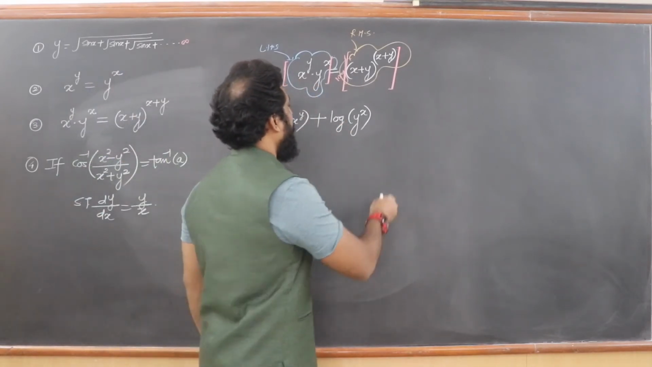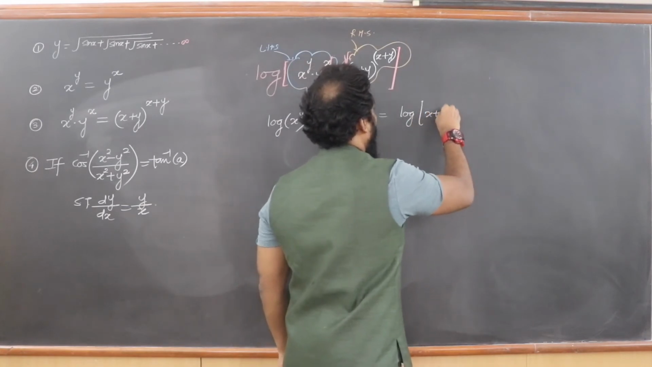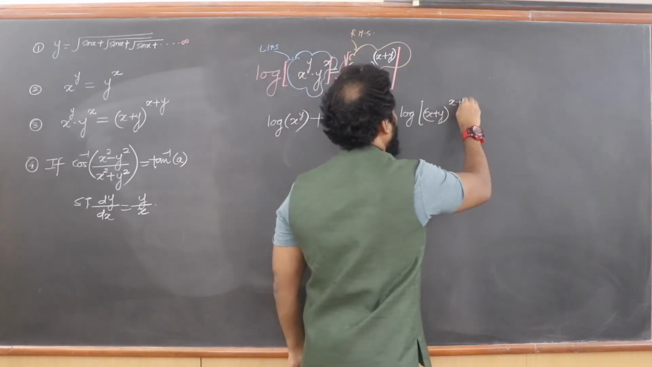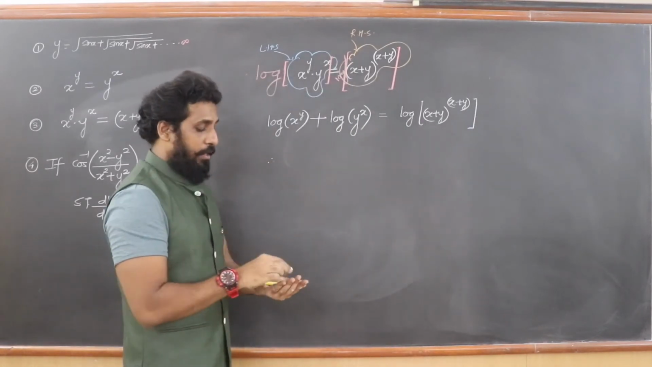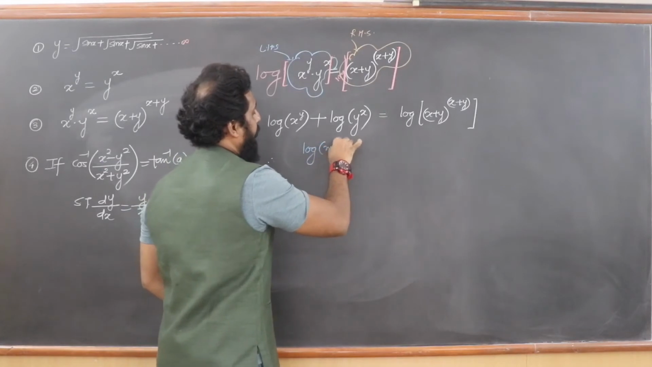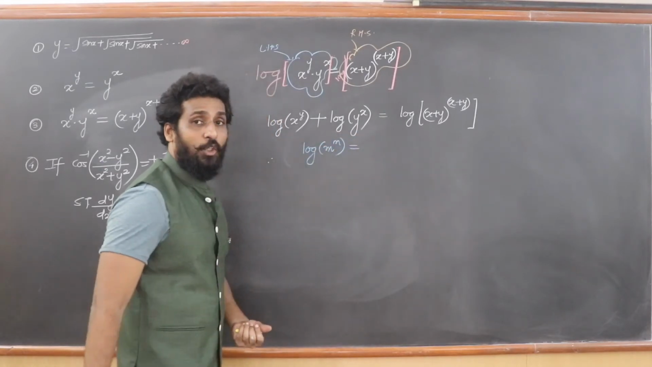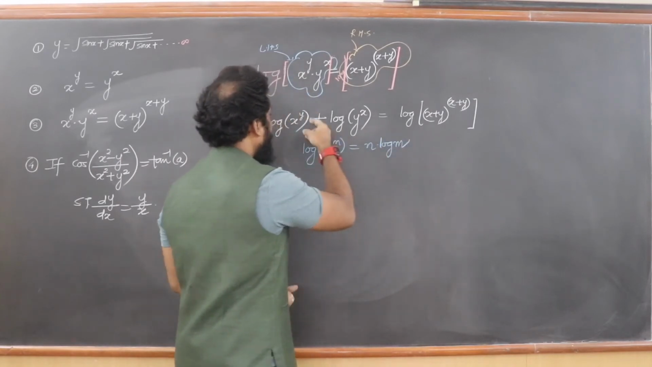Now, I have taken log a into b, it was log a plus log b. On the right hand side there is log of x plus y raised to x plus y. Now what I can do here is, we already know this one property, log of m raised to n. Don't you know what is log of m raised to n? It is n log m. So let's make use of that.